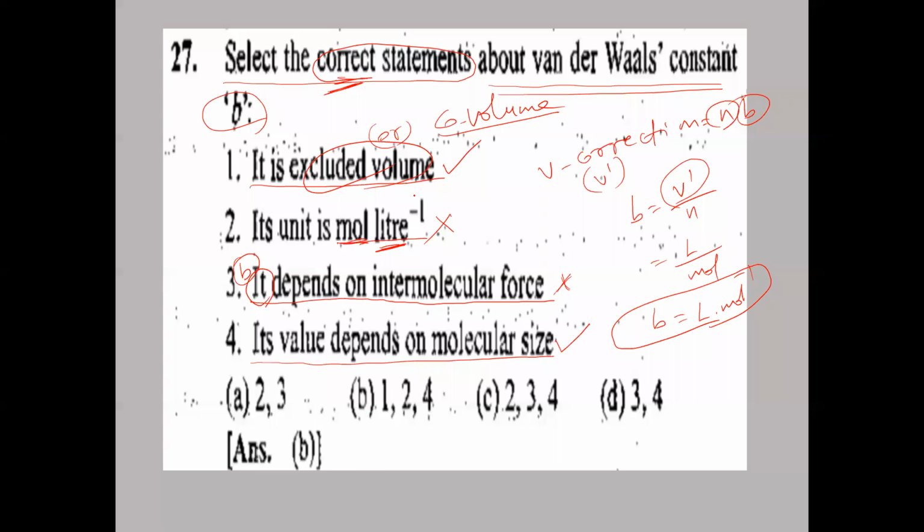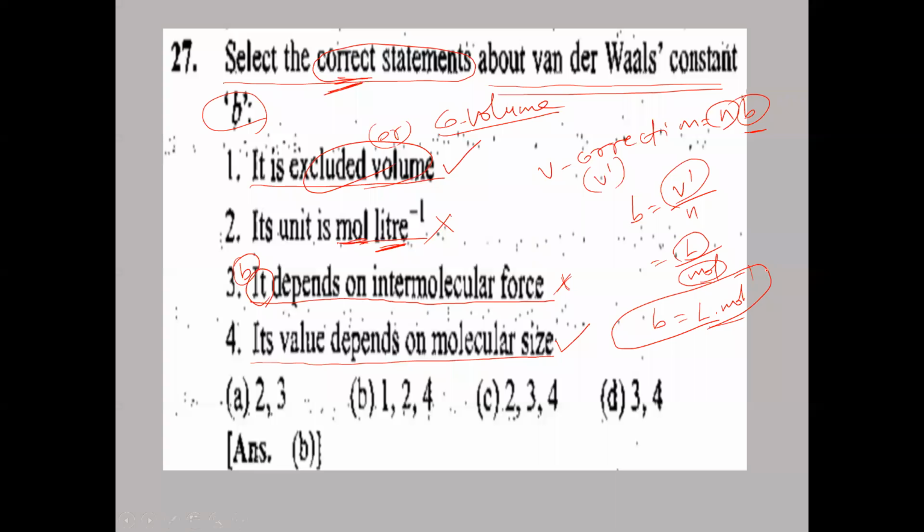So now the answer becomes 1 and 4, but 1 and 4 are not given anywhere, so these given options are wrong here. Generally, the volume correction is b equals V dash by Nm, where V is in liters, so we have taken liter per mole, liter mole inverse.